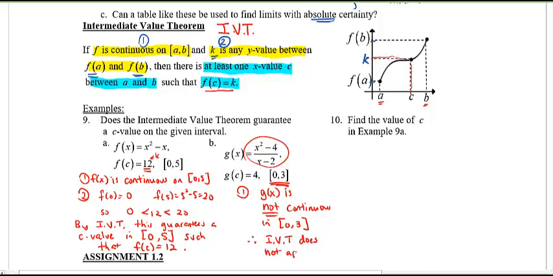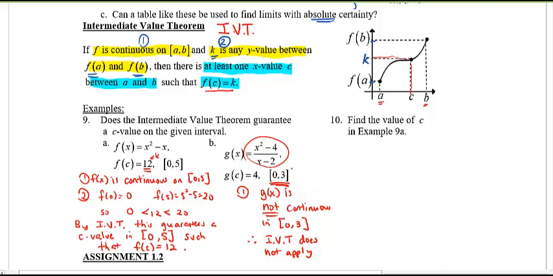Now, I'm not saying we can't find a value, but I'm just saying we can't use the intermediate value theorem to prove that it works because the function is not continuous in the interval that you've chosen. Now, if I change the interval, like from 3 to 10, that would be okay because in that interval, this function is continuous. But in the interval of 0 to 3, it's not.